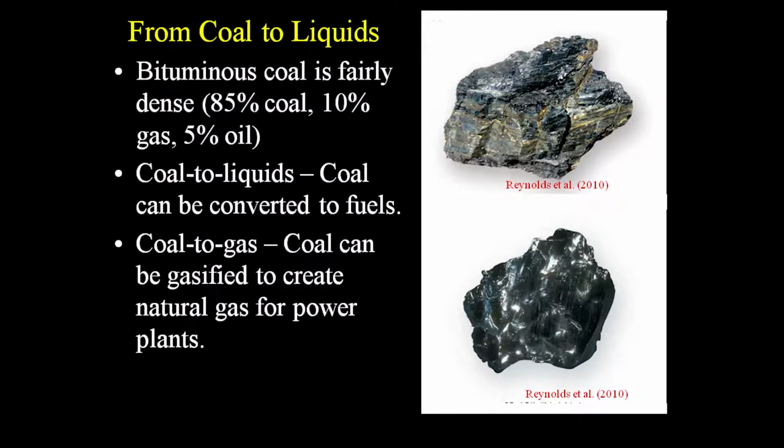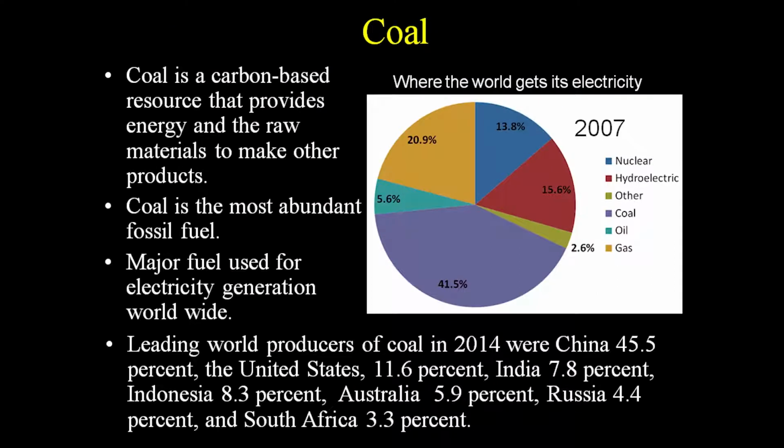Coal can also be converted to fuels and can be gasified to create natural gas for power plants, but the resulting amounts are small. In summary, coal is a carbon-based resource that provides energy and the raw materials to make other products. Coal is the largest primary source of energy used for electricity generation worldwide, as you can see in this chart.